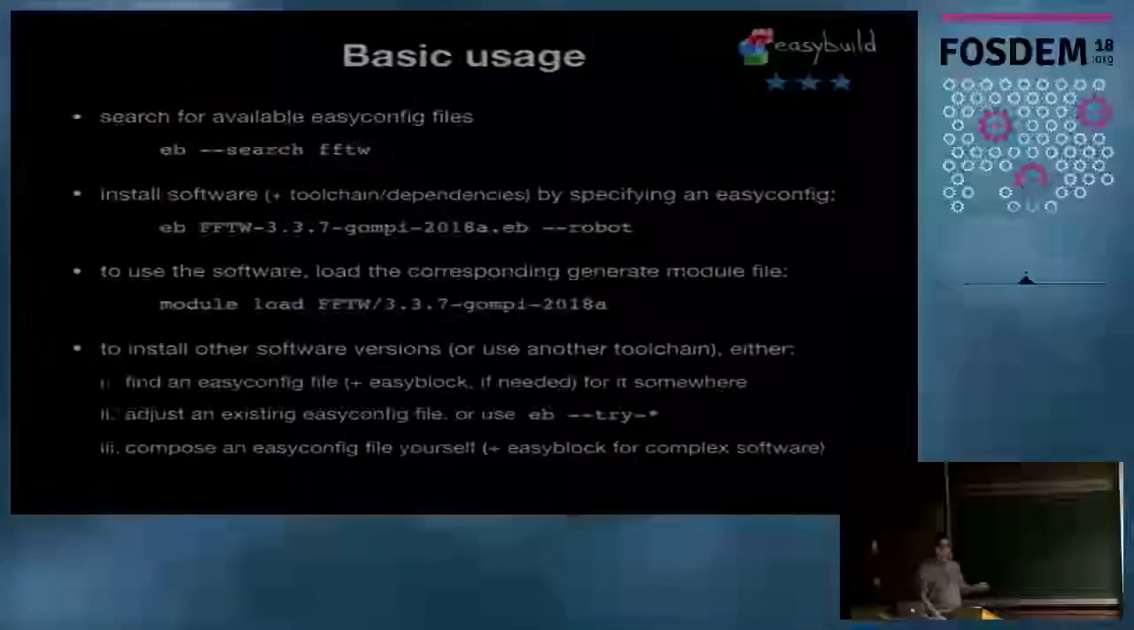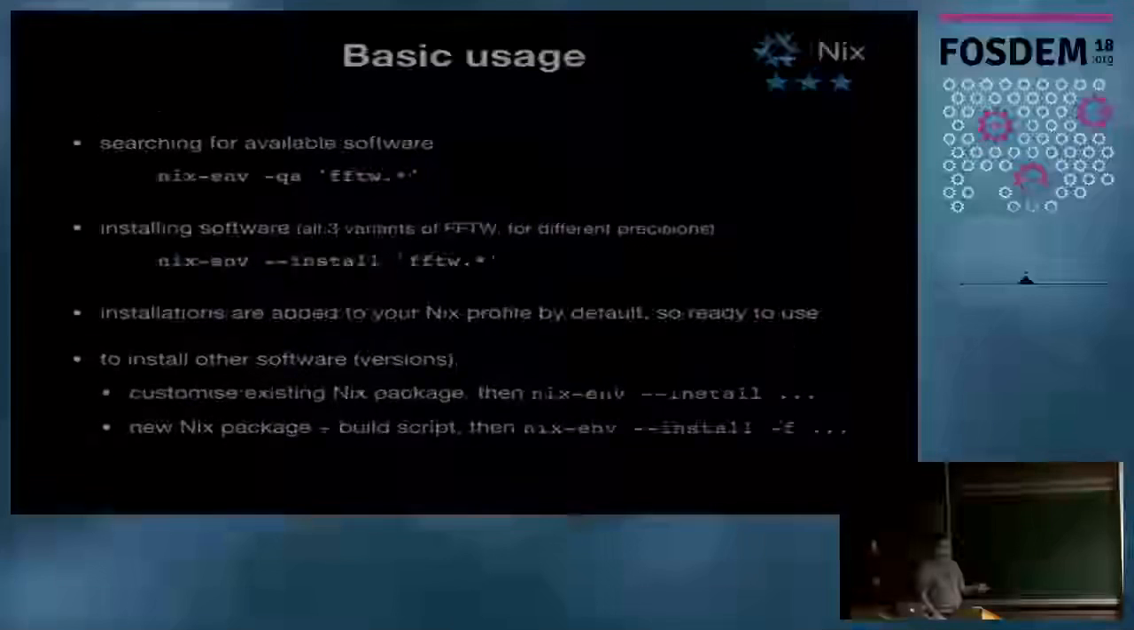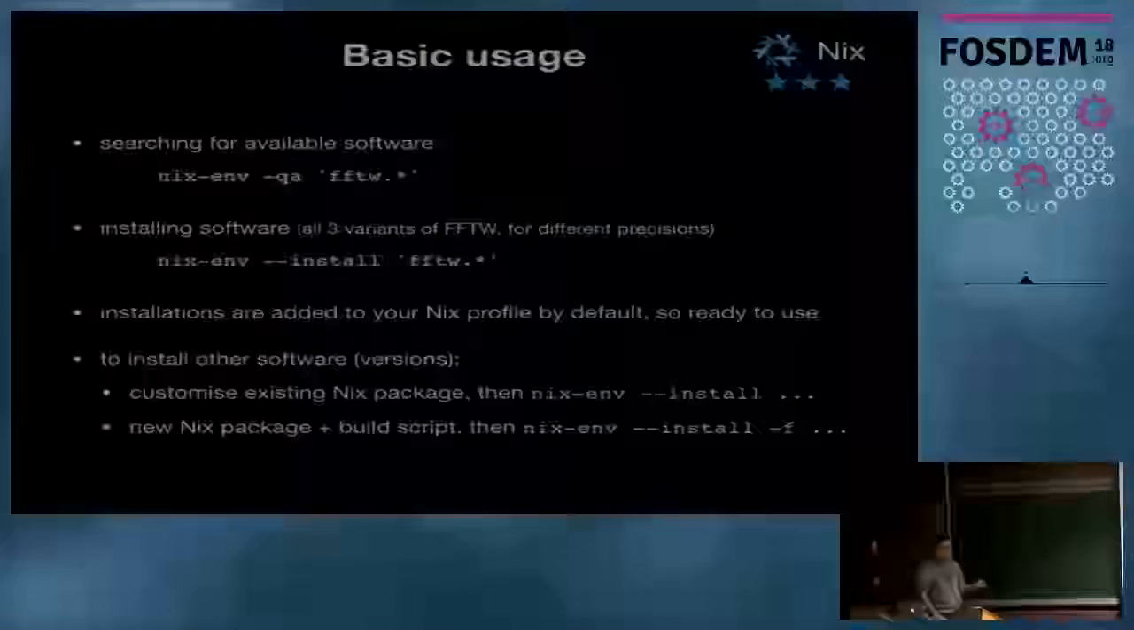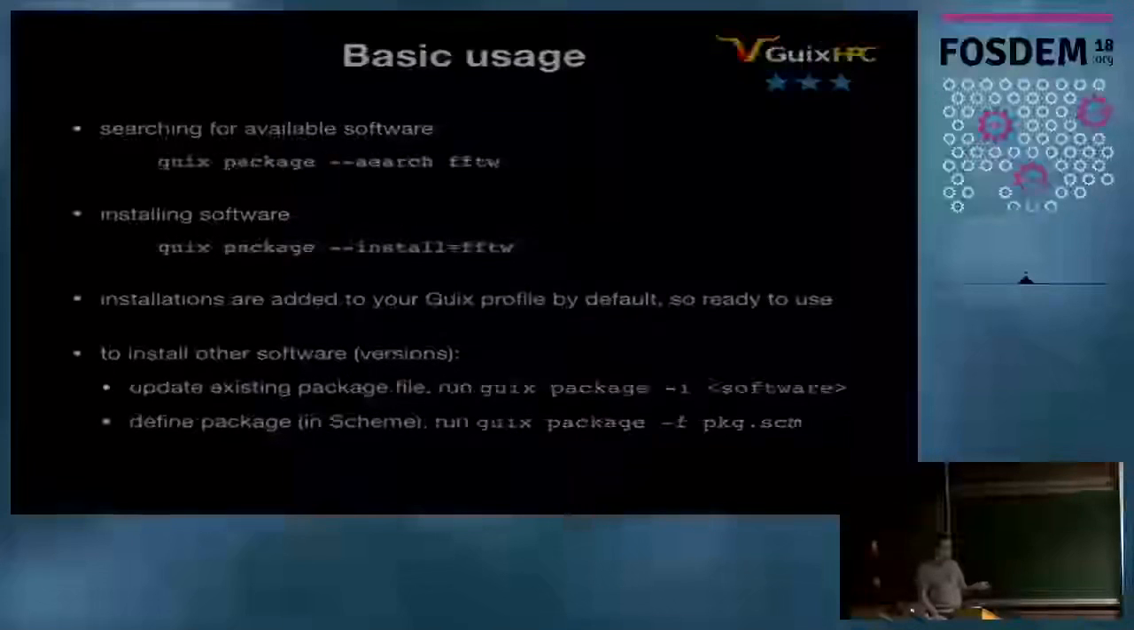With EasyBuild, you search, you get this easyconfig file that you can use. You do --robot to make it install the dependencies, and then you can load the module. Installing other software versions is just changing easyconfigs, or maybe writing some Python code yourself. Depends. With Nix, very similar. You can search for what it has. Nix installs things. It links it in your profile. It's ready to go. Or if you really want to, you can build your own software or software versions. Guix is pretty much the same, just different commands.